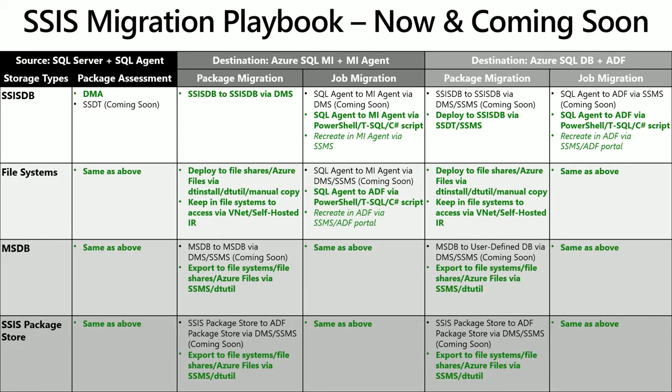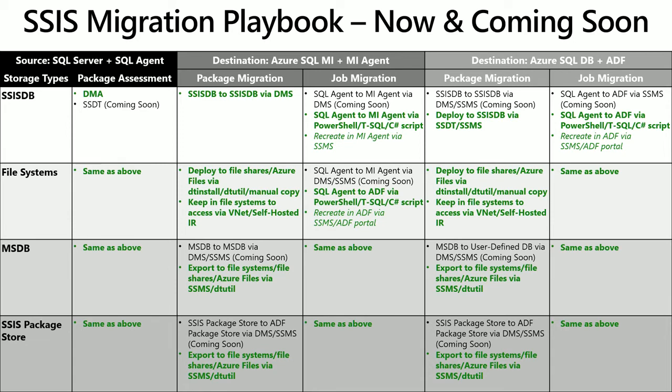Right? You can see it's a 4x5. 4 is the row where you actually store your package. You can have packages stored in SSISDB, in an old SQL Server MSDB, or on file system, or on SSIS package store. On the column, it's based on the destination of your migration.